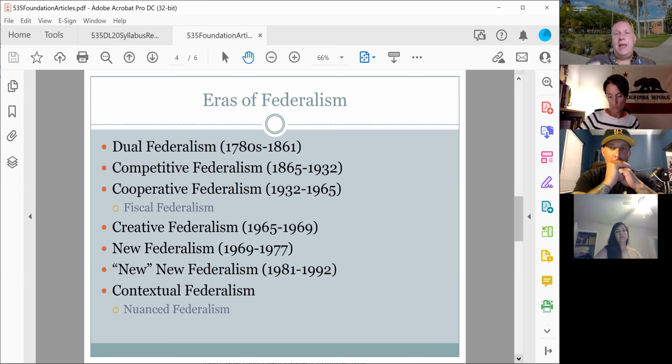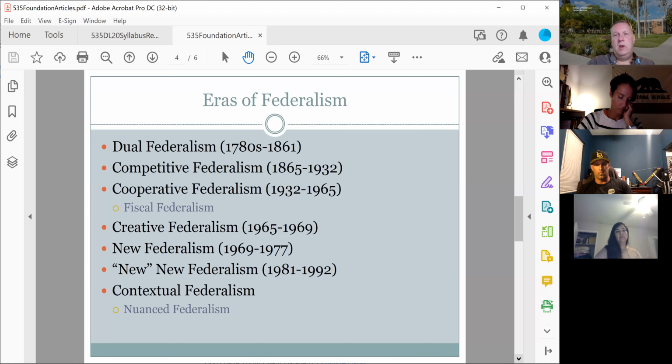But when we look at federalism over the past 200 years, the basic assumption is that, number one, federalism is a dynamic system of government. The relationships between our different levels of government change over time. And it depends upon the era, the issue, and the participants involved in determining what type of approach to federalism we had at any given point in time.